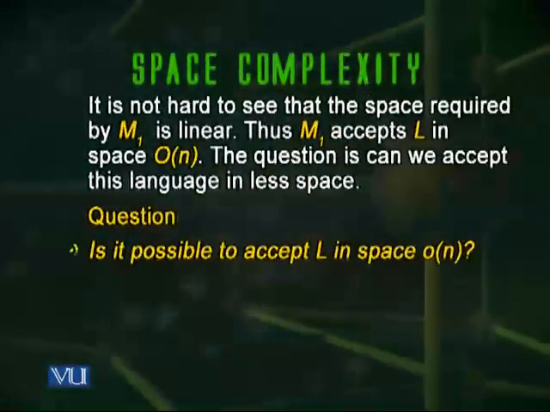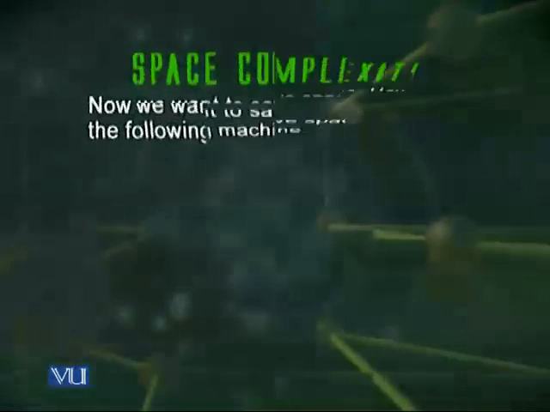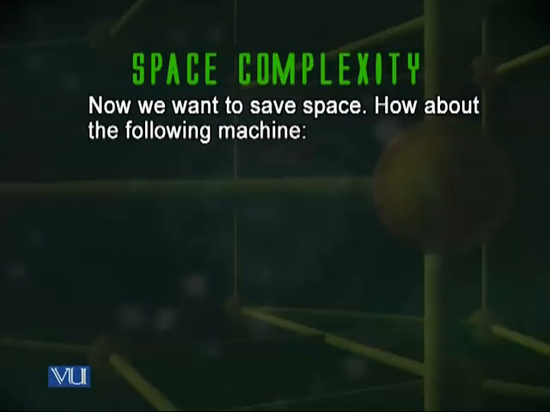So the interesting question is: is it possible to accept this language in space little o of n? Can we design a clever way of recognizing palindromes without using linear space? We want to use sublinear space now. Now we want to save space. So how about looking at the following machine?